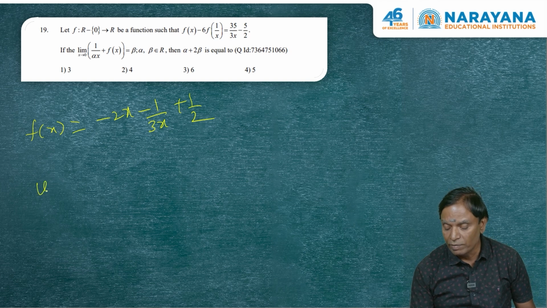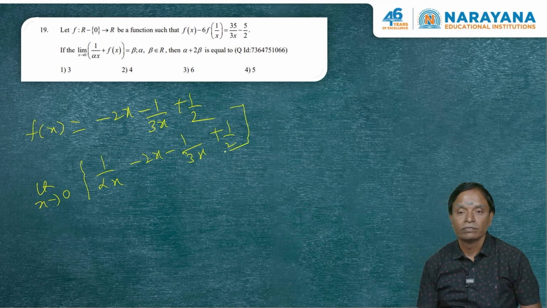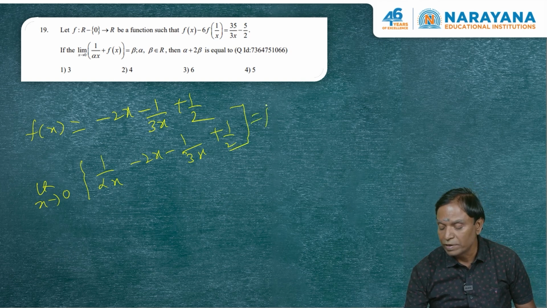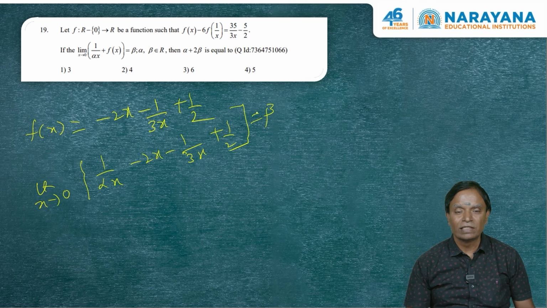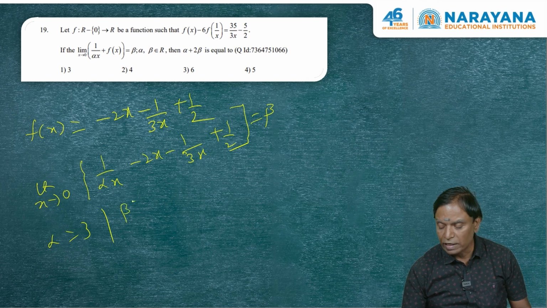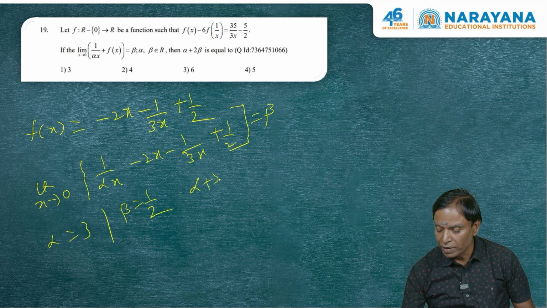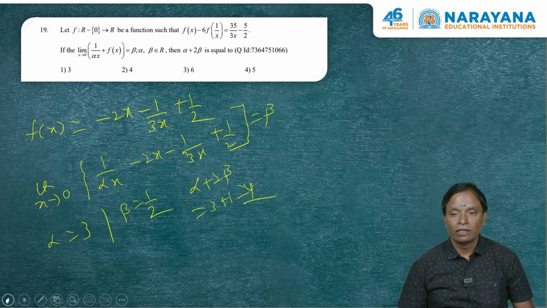Now go for limit x tends to 0 of 1 by alpha x plus f of x, which means minus 1 by 2x minus 1 by 3x plus 1 by 2. This is given as beta. Now, it's a simple limit equation which you can solve. Your alpha value will be 3. Your beta value will be nothing but 1 by 2. Now you can get alpha plus 2 beta, which gives you 3 plus 1, which is 4. Let us go to the next problem.